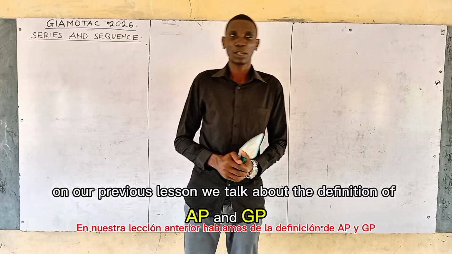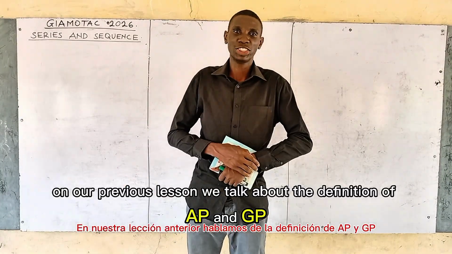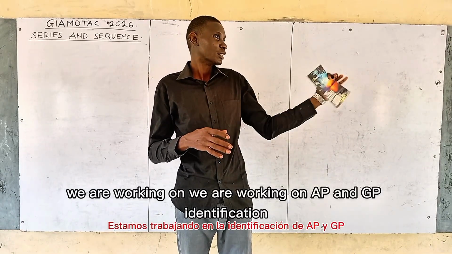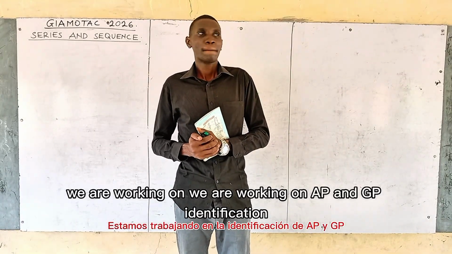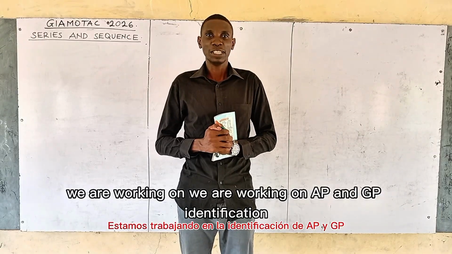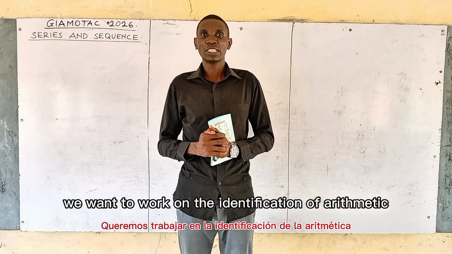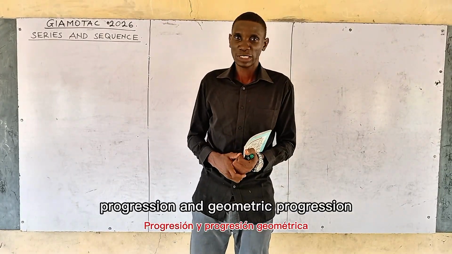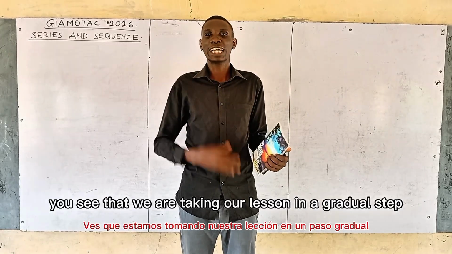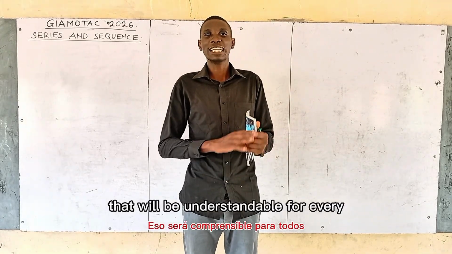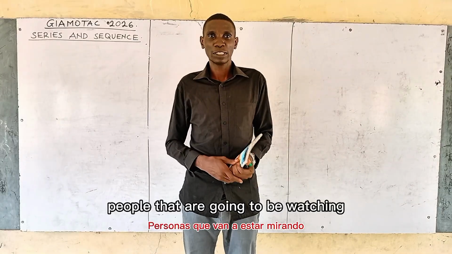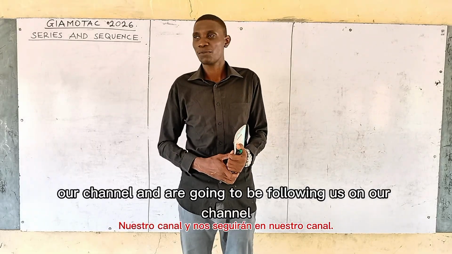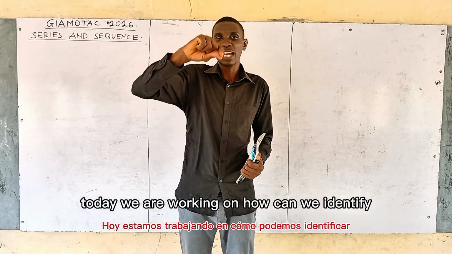On our previous lesson, we talked about the definition of AP and GP. Today, by the grace of God, we are working on AP and GP identification. We want to work on the identification of arithmetic progression and geometric progression. You see that we are taking our lesson in a gradual step that will be understandable for everyone that is going to be watching and following us on our channel. Today, we are working on how we can identify.